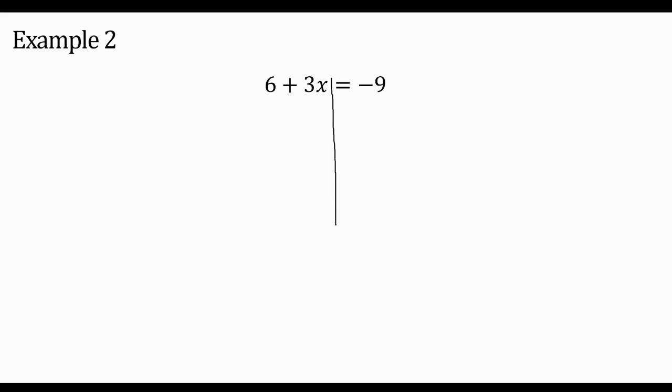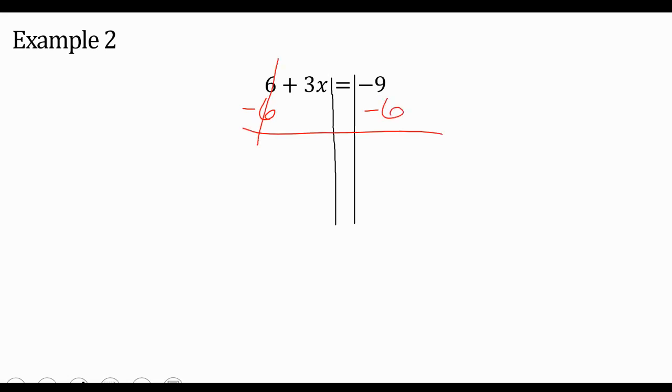So first, I want to draw these train tracks. And we're going to move the constant. So we're not going to move the -9 because that's already by itself. And we're not going to move the 3x because this isn't a constant. It has a variable next to it. We're going to move this 6. So that is a positive 6. So to get that to cancel out, we're going to have to subtract 6 on both sides.